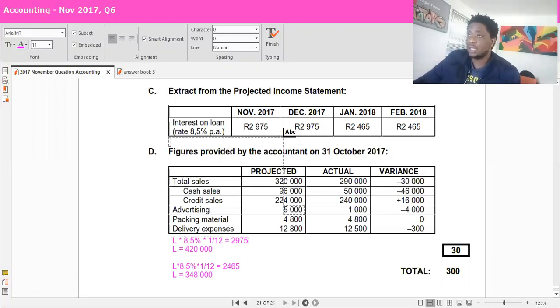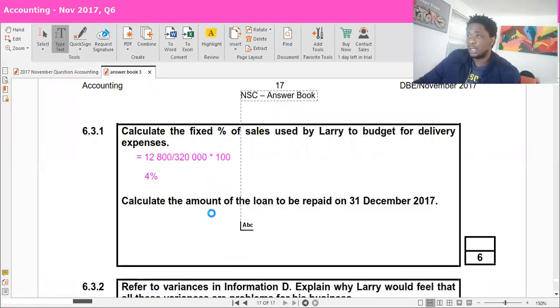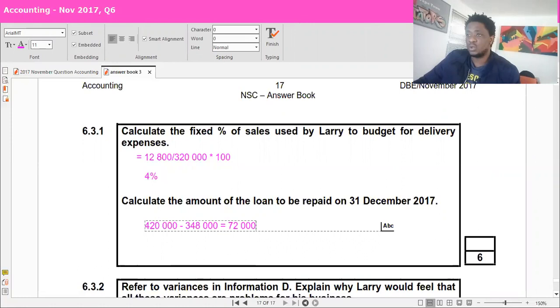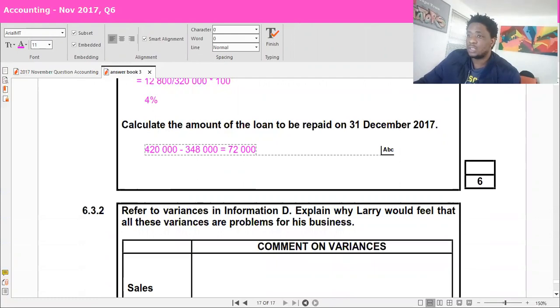So you can see that the loan in December and November was 420,000, and then the loan in January is 348,000. And therefore, to calculate what the balance of the loan is, you would have to say the amount that was paid would be the difference between the 420,000 minus the 348,000, and that should give you an amount of 72,000. So 72,000 is the amount that was paid in December. All right, let's move on to the next question.